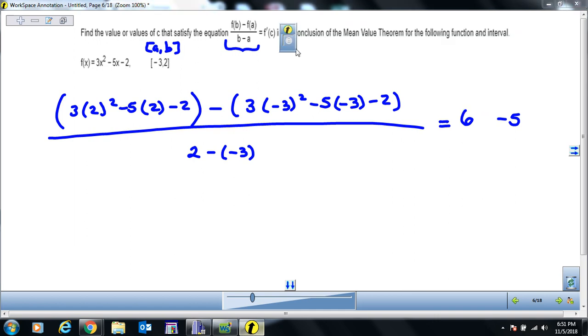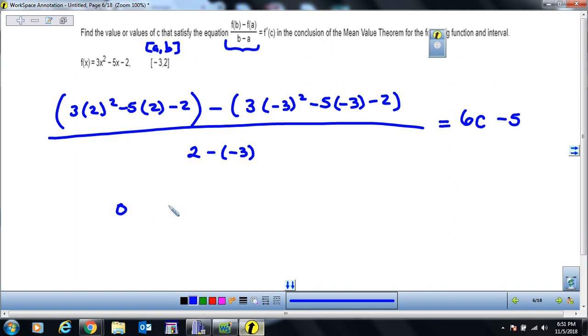So we don't know a specific number that they're asking about. We know that c has to be a number that's within this interval. But because I don't know what it is, I'm just going to call it c. Instead of x, use c, just to satisfy this equation, right? So then when you work all this out, this is going to be 0 minus 40 over 5 equals 6c minus 5.